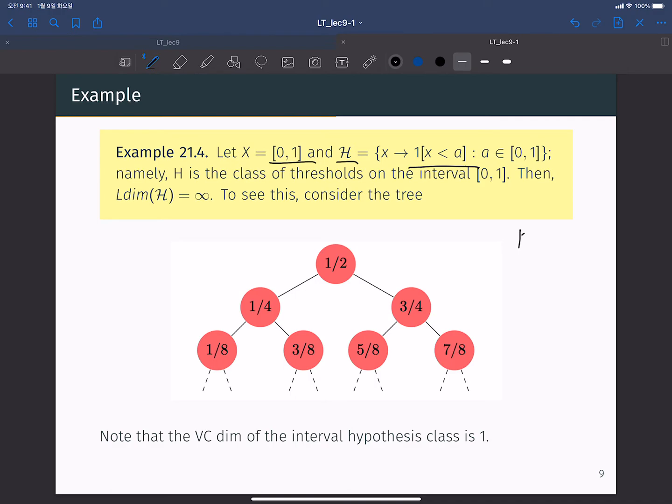So we have 0 to 1 as the input interval. And when we have a, this area has value 1 and all this area has value 0. This is one hypothesis, which will be labeled by A. Okay.